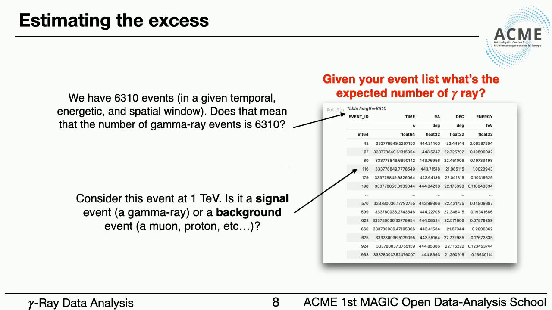So, for instance, you can see here that in this table we have something like 6,300 events. Of course, this is in a given temporal, energetic, and spatial window. But does that mean that the number of gamma ray events that we have recorded is 6,310? And for instance, also consider this event at 1 tera-electron volt, shown here. Is it a signal event, so a gamma ray, or a background event, a muon or a proton? So in the following, we will try to answer this kind of questions.